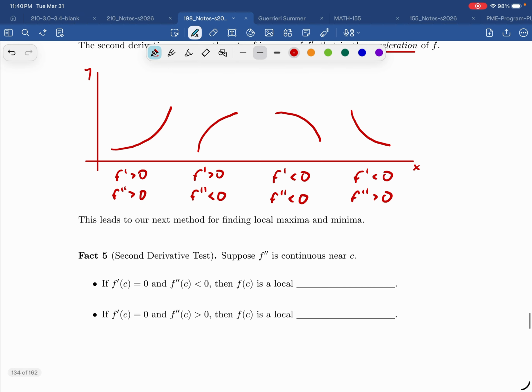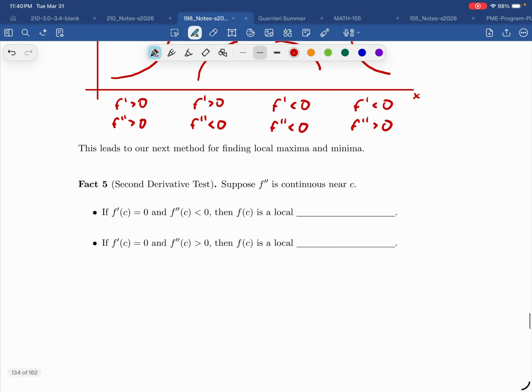So anyway, one last thing I want to teach us real quick is the second derivative test. If we have a second derivative continuous near a point c, and we have a critical point c, f prime equals 0, and the second derivative is less than 0, then f of c is a local, what do you think it is? Turns out it's maximum, right?